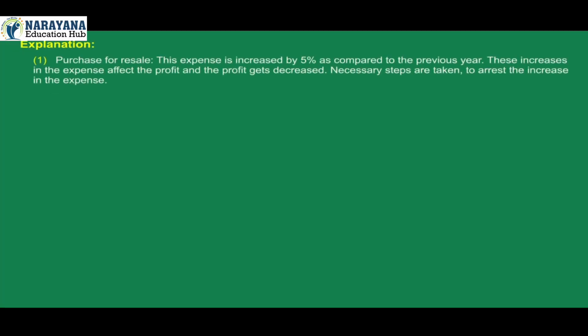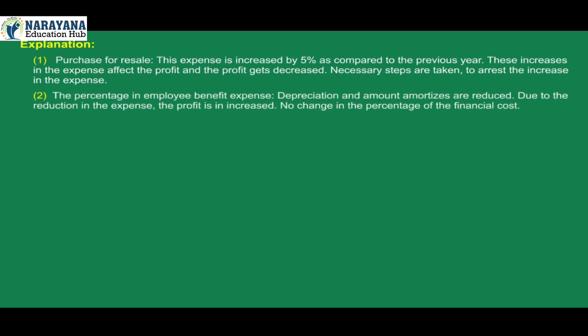Explanation. 1. Purchase for resale. This expense is increased by 5% as compared to the previous year. This increase in the expense affects the profit, and the profit gets decreased. Necessary steps are taken to erase the increase in the expense. 2. The percentage of employee benefit expense and depreciation and amortized amount are reduced. Due to the reduction in the expense, the profit is increased.